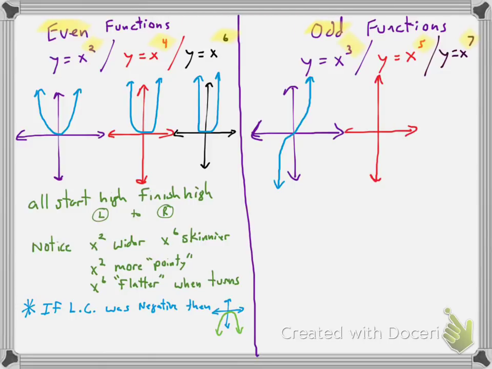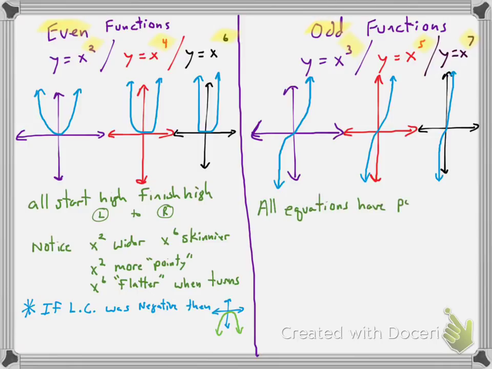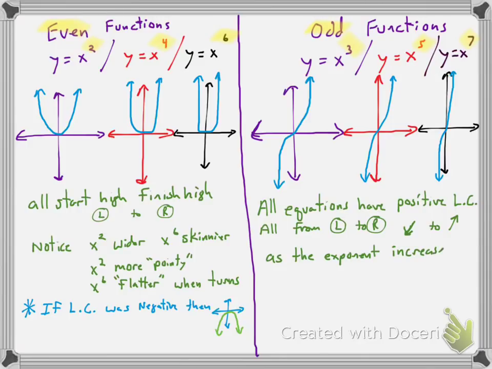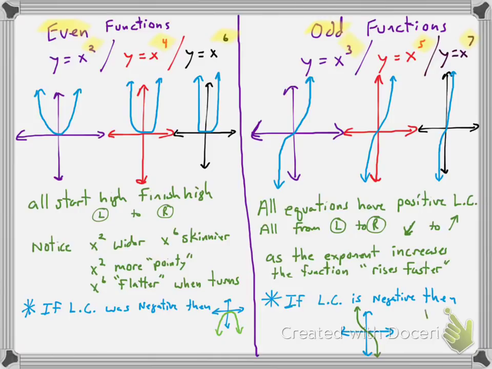Okay, odd functions kind of go like this. Start looking for the differences between x cubed and x to the seventh. Because all the leading coefficients are positive, they go from low to high when moving from left to right. Okay? As the exponents increase, the functions rise faster. Okay, if the leading coefficient was negative, it'd go from high on the left to low on the right.